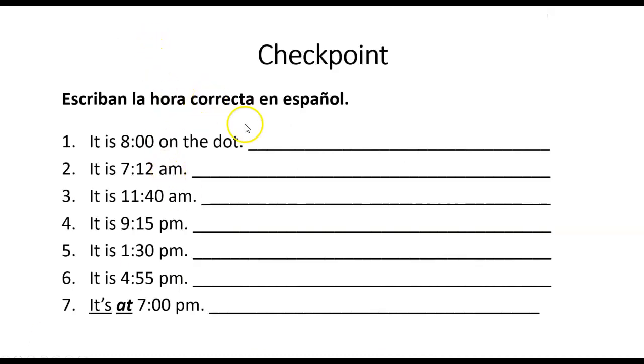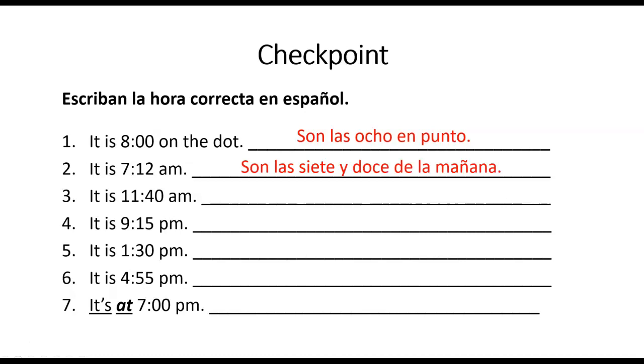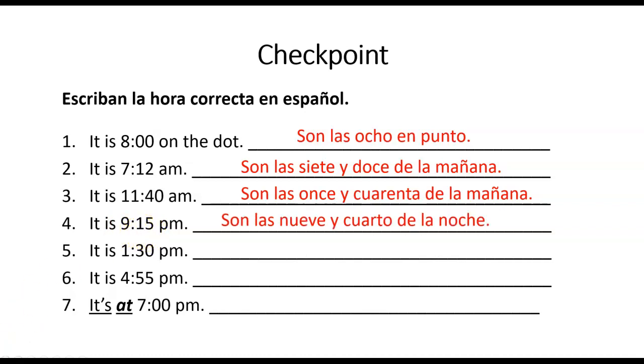So let's write the correct hour in Spanish, the correct time. So if I say it is 8 o'clock on the dot, you would say son las ocho en punto. To say it is 7:12 a.m., you would say son las siete y doce de la mañana. To say it is 11:40 a.m., you would say son las once y cuarenta de la mañana. Again, can we say it is 9 and 15? No, we cannot. 15 is a quarter, so we have to say it's nine y cuarto. Son las nueve y cuarto de la noche.